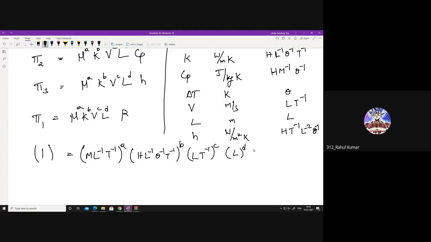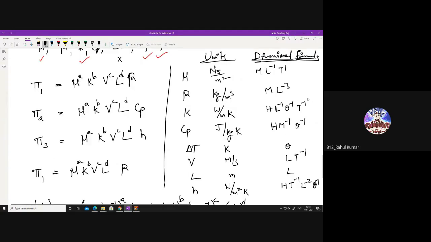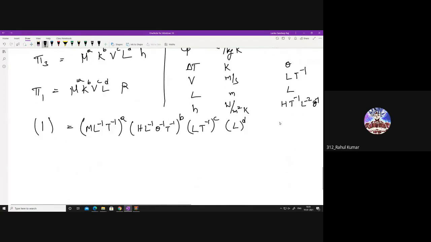What is the unit for rho? ML power minus 3. Write that here, ML power minus 3. What you have to do is find out what the unknown is here. The unknown is ABC. You have to compute the values of ABC using this.